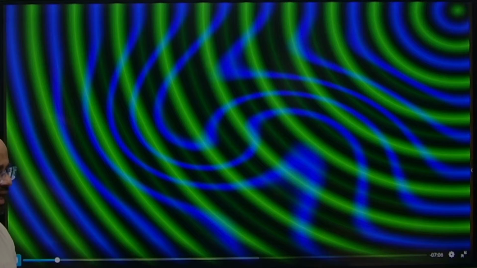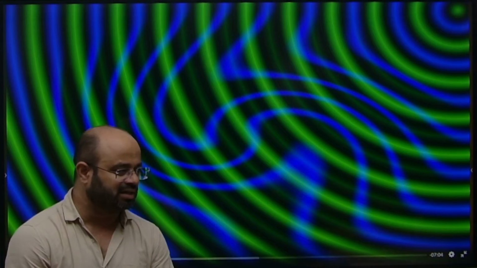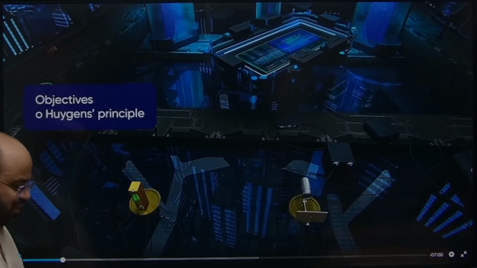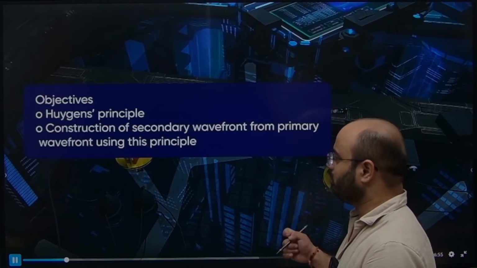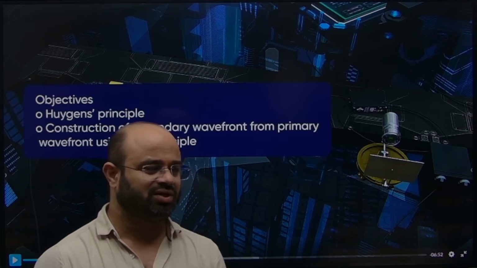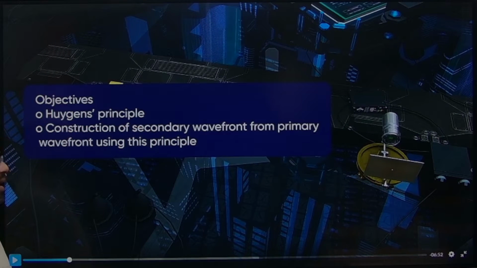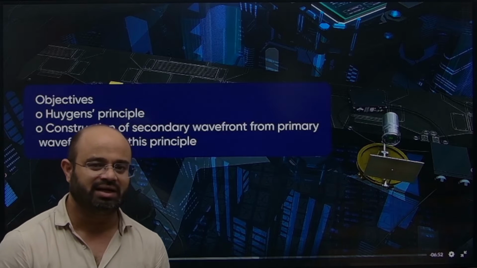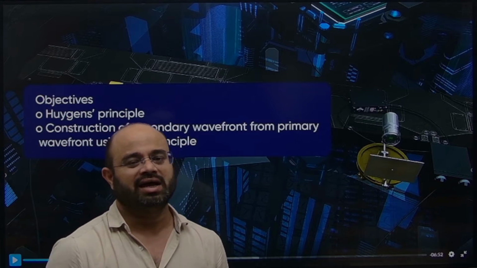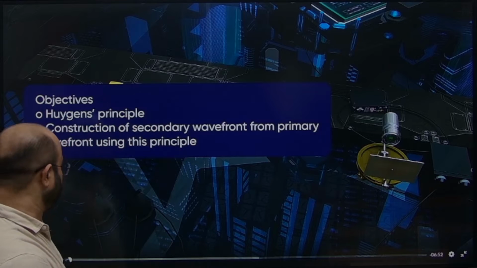So what exactly is a wavefront, how does a wavefront propagate energy, how is a wavefront formed, that we are going to see. What kind of wavefront is formed, we will all learn in this lecture. So what is the objective of today's lecture? We will try to understand what Huygens' principle is and how it explains that a primary wavefront produces secondary wavefronts, and secondary wavefronts are used to propagate the light.